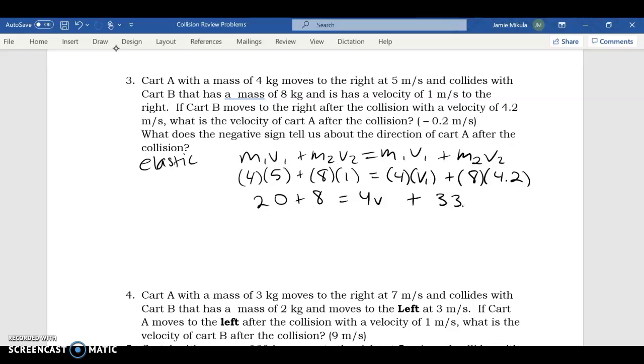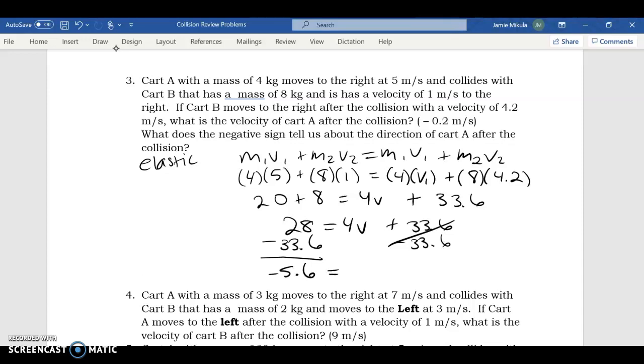So we have 28 equals 4v plus 33.6, subtract 33.6 from both sides. The second I do that, I know that this is going to be a negative number, so I should have a negative answer. So 28 minus 33.6 is negative 5.6 equals 4v, divide by 4, and we get negative 1.4.